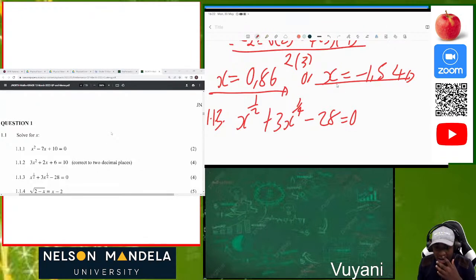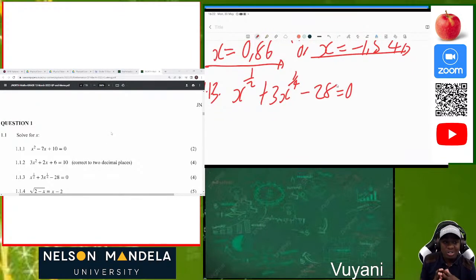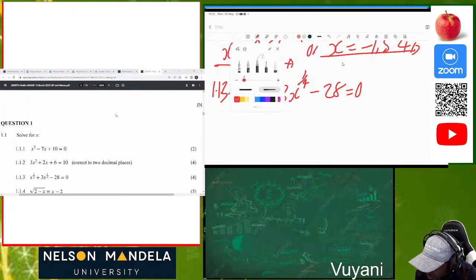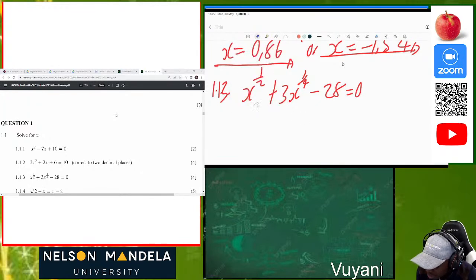So I will show you the method which is called the K method. I'm going to solve this question using the K method. Now we're introducing the variable K. Bear in mind, what is important is to understand the difference or the relationship of the exponents which you are given.